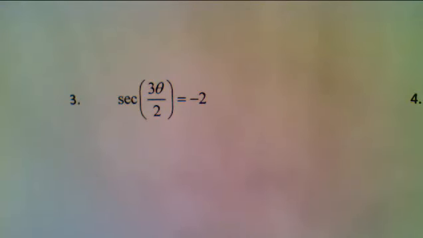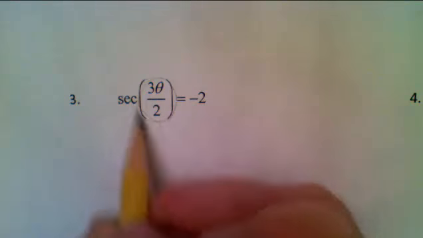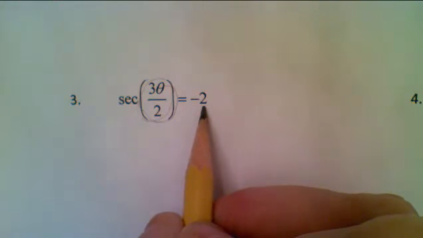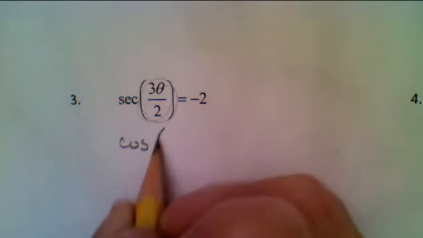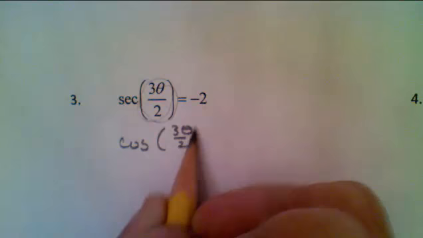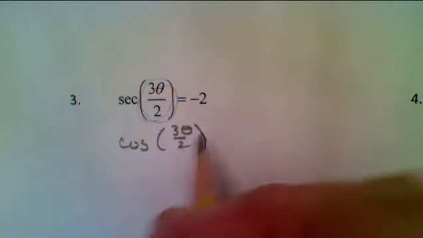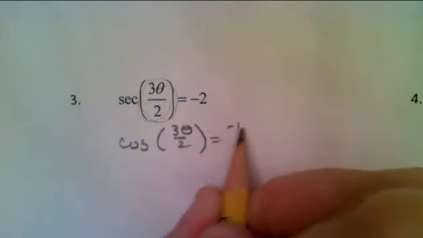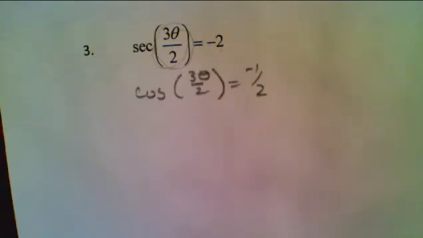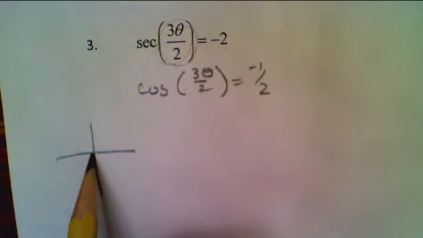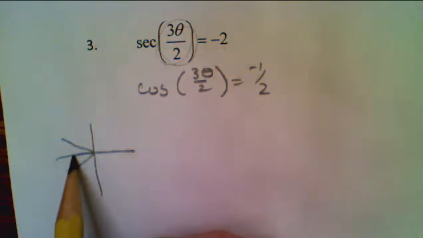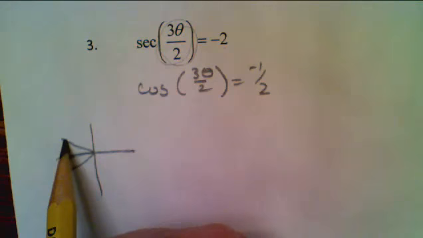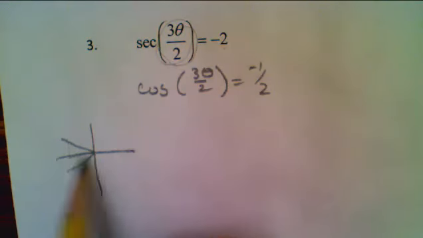All right, number 3. Secant of this angle is equal to -2. So what I would look at is to think of this as the cosine of that angle. If the secant is -2, the cosine of that angle is -1/2. All right, so where's the cosine -1/2? That's negative over here. And if you have a cosine of -1/2 and a y value of radical 3 over 2, my reference angle is pi over 3.